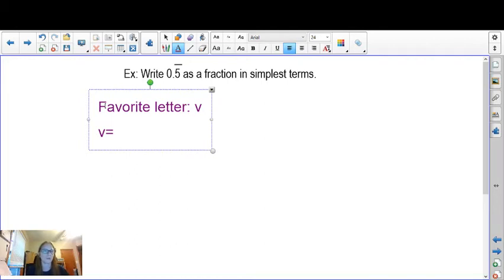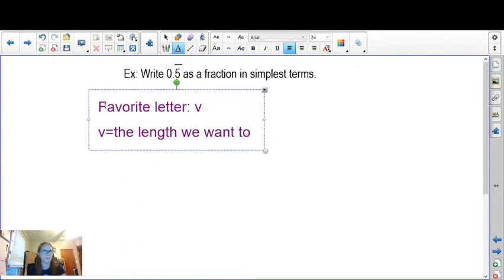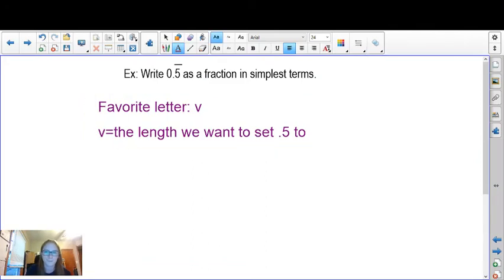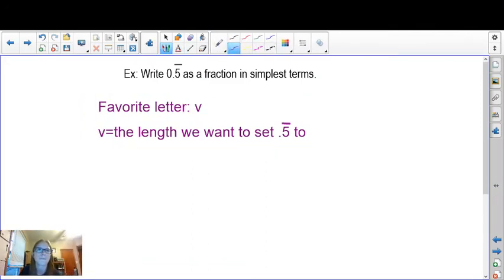I'll go through into more of an explanation of why we're doing this once you see what we've done. It makes a little bit more sense after instead of before. So we're going to let V be the length. We want to set 0.5 repeating to V. I need to write a little line over this because I can't do that on my keyboard.